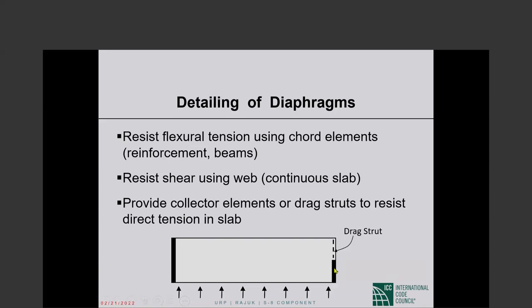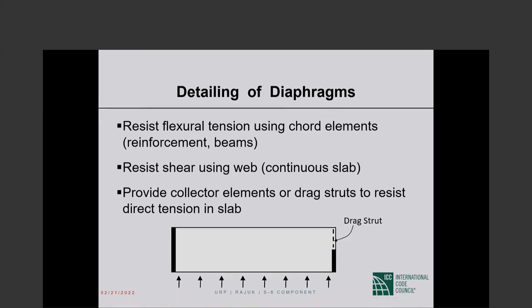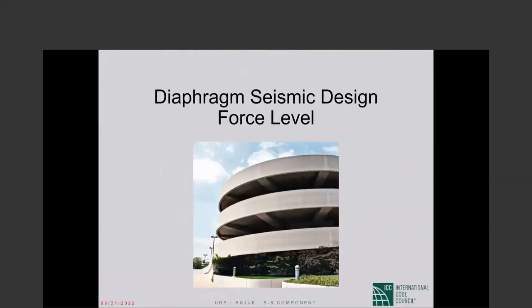Okay, so if the diaphragm edge is 40 feet, the shear wall length is 20 feet, this would be a collector element that would require tension reinforcement. For one direction of earthquake, that element will be in tension. For the other direction of the earthquake, it will be in compression. Okay, so those are the basics.